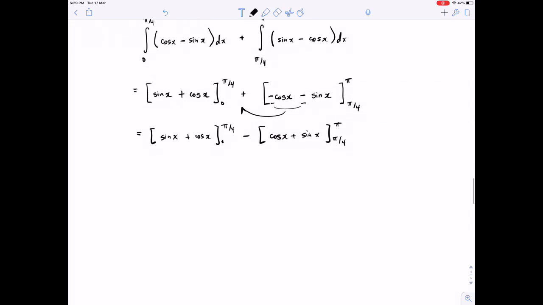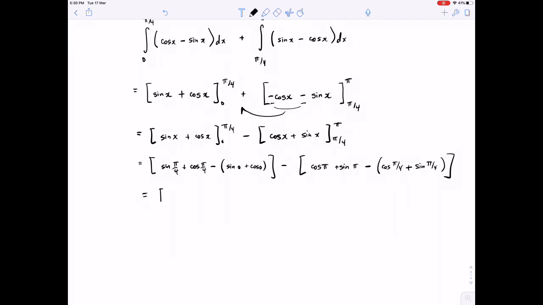And you might think, oh, look, it's a negative, these things are going to cancel out. Well, some stuff will and some stuff won't because the bounds are different. So let's run this through. Using FTC2, we're going to evaluate at the top and then the bottom. So sine of pi over 4, cos of pi over 4 minus, open a bracket here, sine of 0 plus cos of 0. And then minus the same thing on this side. So cos of pi plus the sine of pi minus the cos of pi over 4 plus the sine of pi over 4.